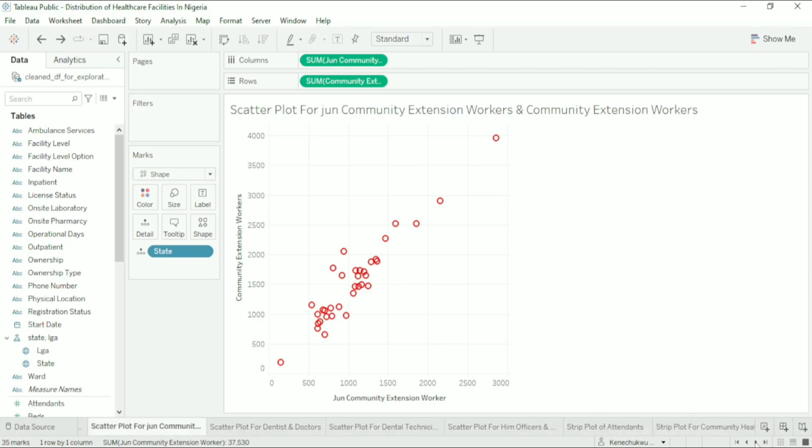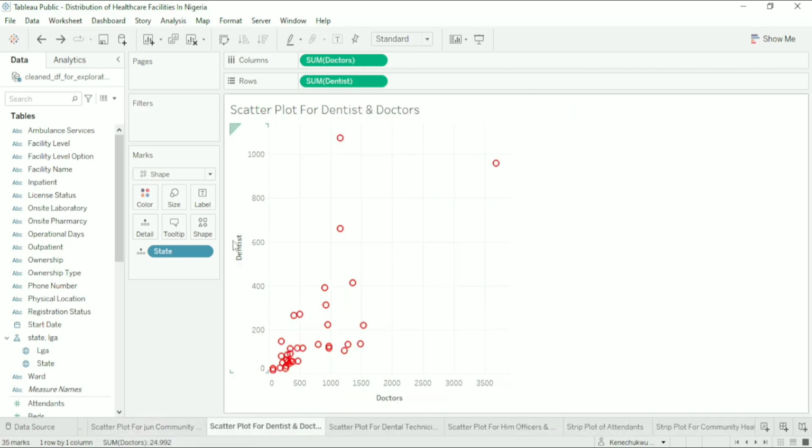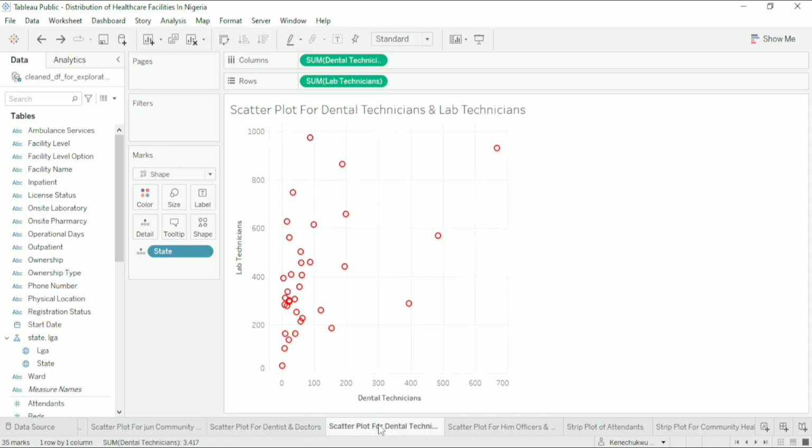Let me shift this. Okay, we have another one, dentist and doctor. Now, of course, Lagos again. Then Ebonyi. Wow, this is one of the first ones I've seen that has a lot of dentists and doctors too. So let me check others too.